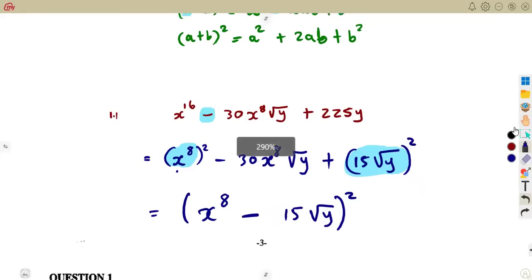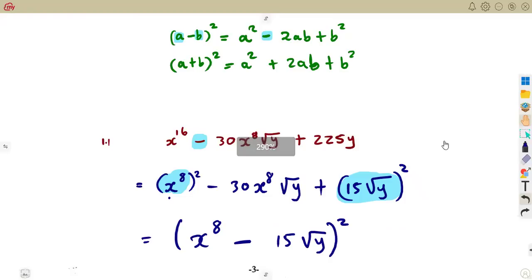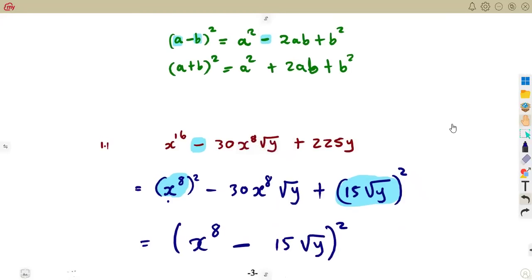So this part, guys, you must know it. It is used to factorize perfect squares. These are perfect square expressions. Any form of a perfect square is used to have that.